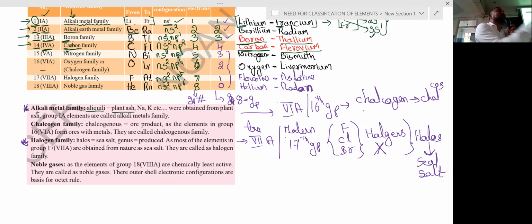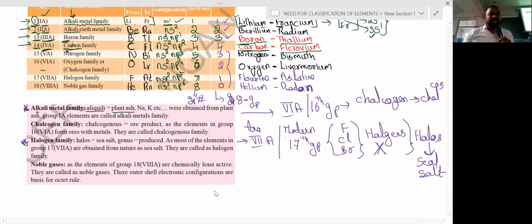They react with other metals and are present as ores in the soil or it might be in the water. When we want a certain metal, we do some chemical reactions and extract that metal. Are you able to understand? So chalcogens is nothing but the ore products. These elements combine with other metals and form ores. Which group are we talking about? 6th group. Are you able to understand?